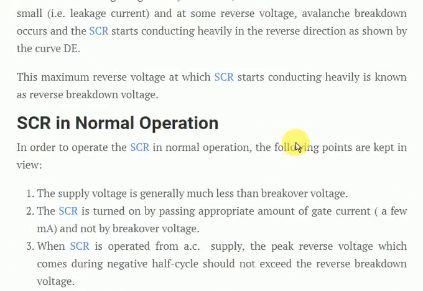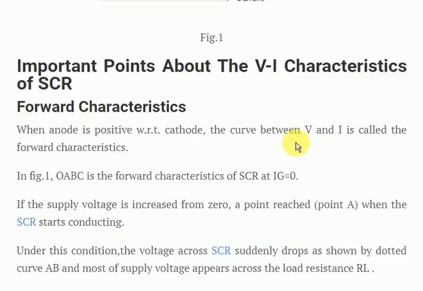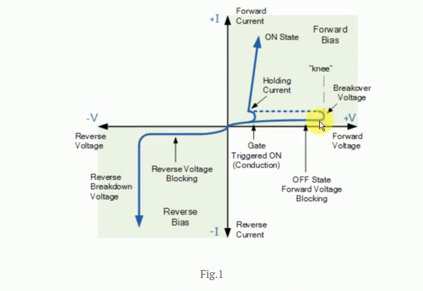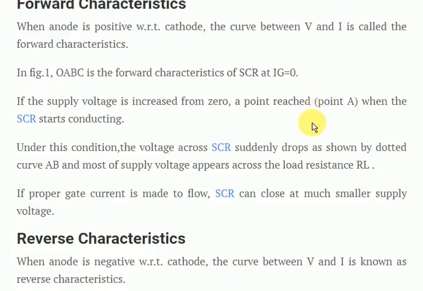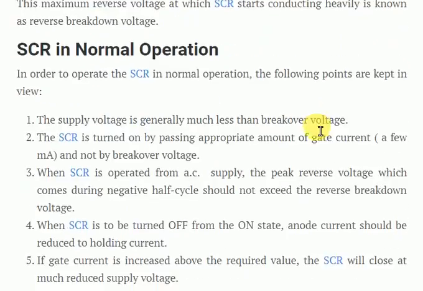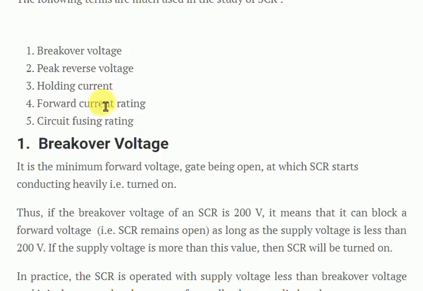I want to show you. It is the minimum voltage with the gate being open, where it starts conducting. That voltage is the breakover voltage in the forward region, in the forward characteristics. And next, peak reverse voltage.